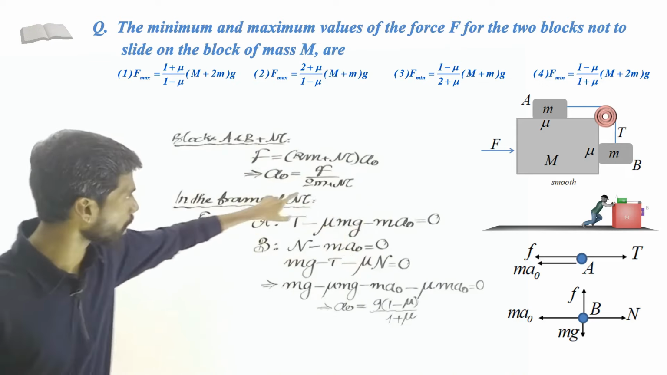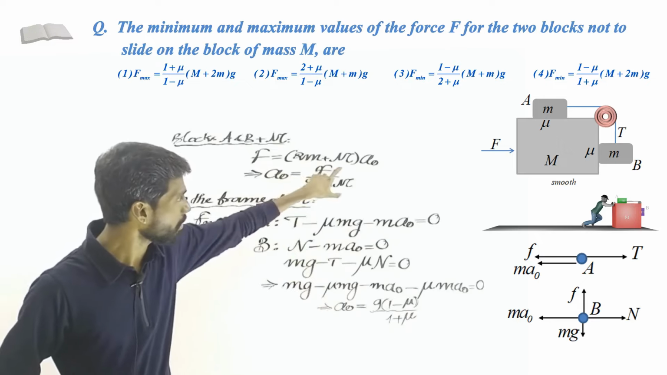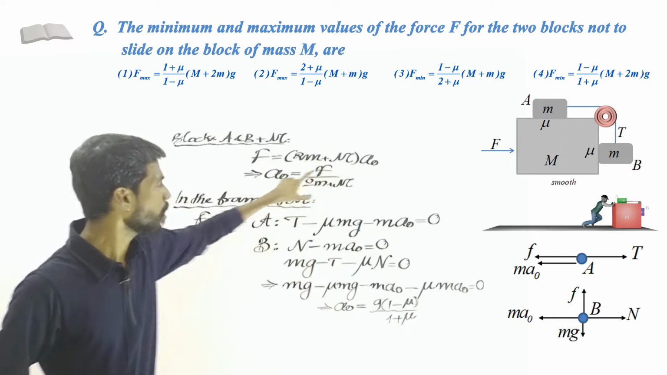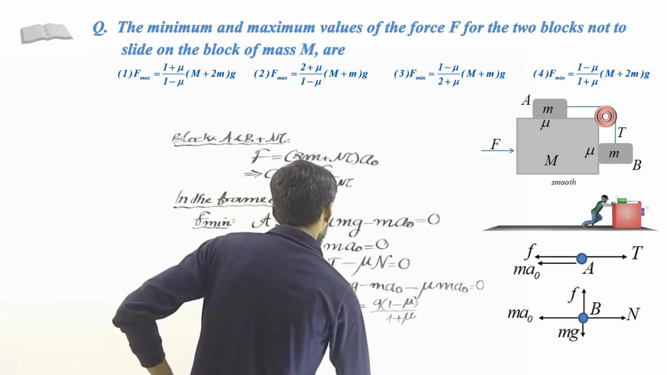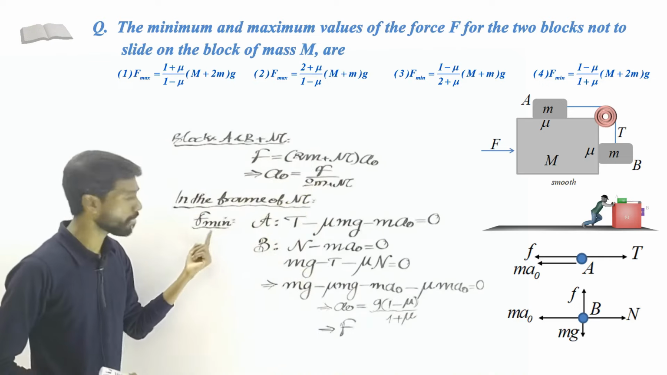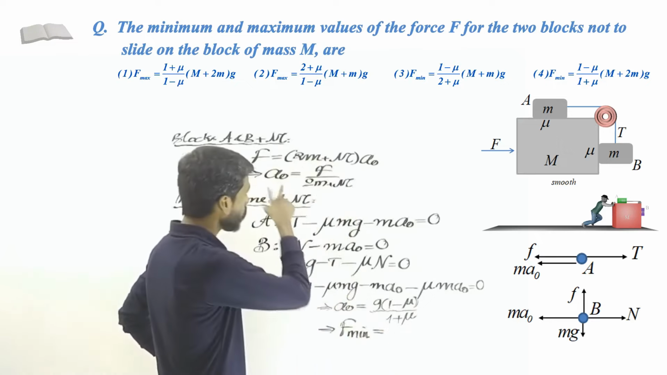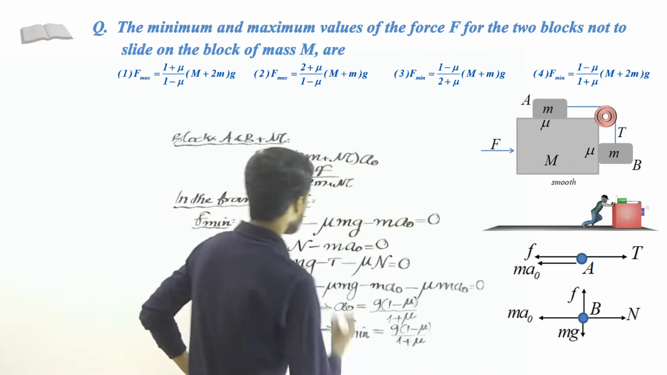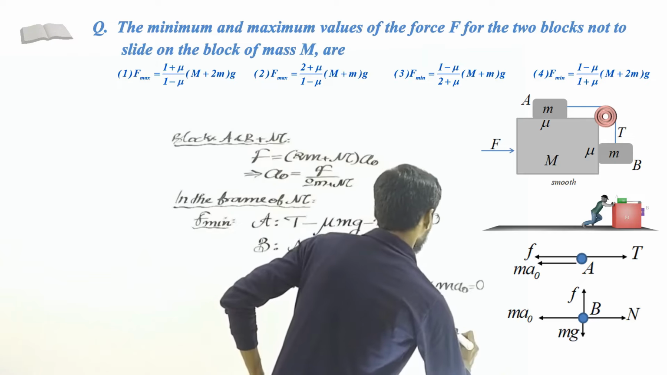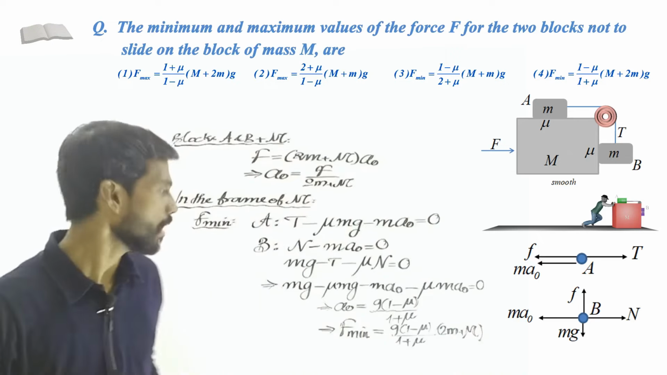Okay, but we want the force, right? So what is force here? We can substitute this a0 here. What is a0? F divided by 2m plus m. So we want the force, which is a0 multiplied by 2m plus m. So this implies our required force F. But that force is the minimum force, right? So F minimum equals a0 multiplied by 2m plus m, so it is g multiplied by (1 minus mu) divided by (1 plus mu), multiplied by 2m plus m. So that's the minimum force. Okay, so that is the answer.